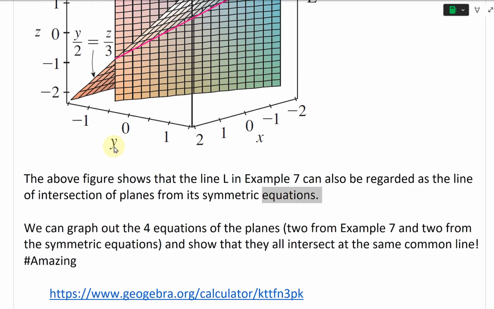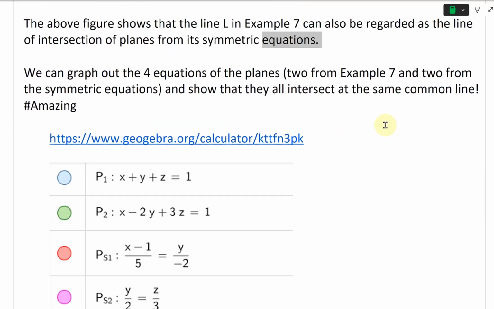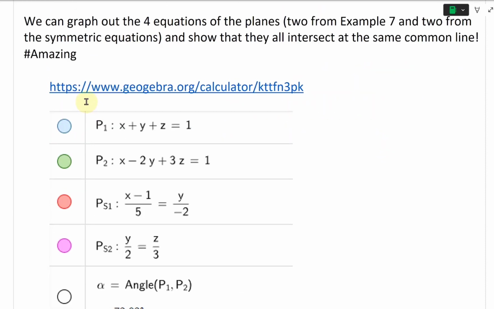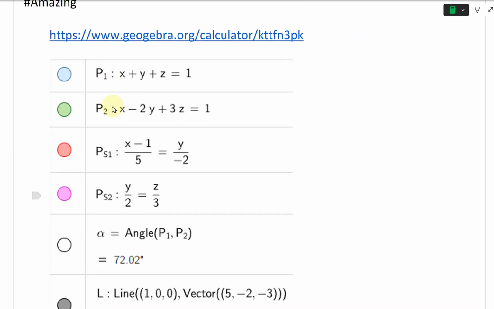So these are different planes from those other ones from example 7. So we can graph out the 4 equations of the planes, 2 from example 7 and 2 from the symmetric equations, and show that they all intersect at the same common line, which is hashtag amazing. So again, from GeoGebra, it's the same link there. I just added more terms. So there's plane 1 from plane 2 of example 7. And now here's a plane from symmetric equation 1.